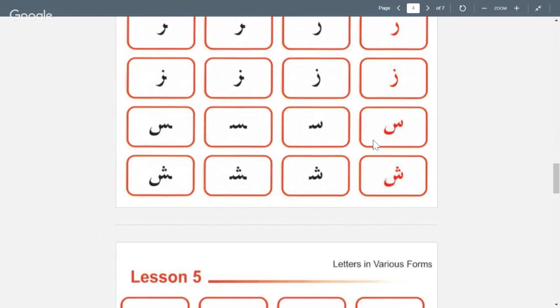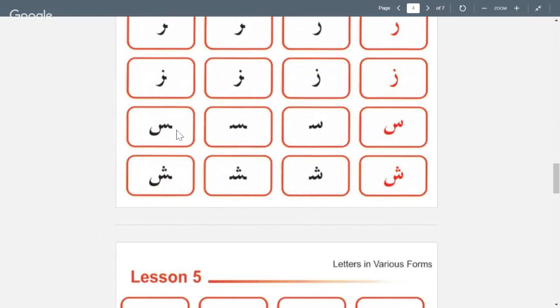Okay, so seen changes quite a bit. Seen and sheen. Seen in its isolated position and sheen in the isolated position, just like we learned them. Much smaller at the beginning of the word. Your line goes right under here. So that whole back part of the letter disappears when it's at the beginning of a word or in the middle of a word. Okay.